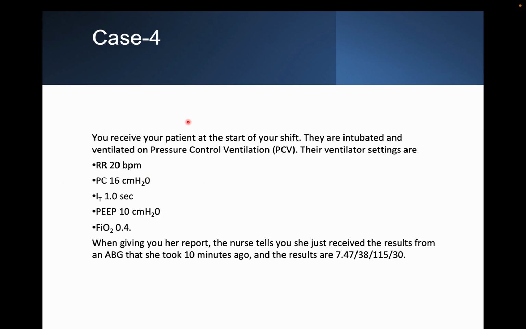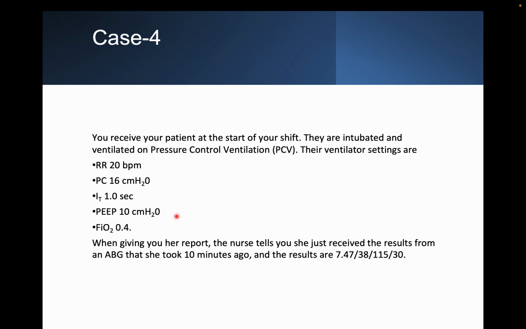Next, you receive your patient at the start of your shift. This is case 4. They are intubated and put on pressure control ventilation. Ventilator settings are: respiratory rate is 20 breaths per minute, pressure control is 16 centimeters, inspiratory time is 1 second, PEEP is 10 centimeters, and FiO2 is 0.4.